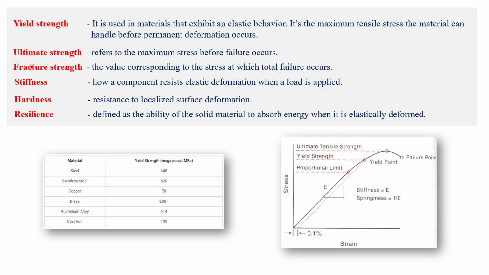Okay. The next one is the fracture strength. So this is the value corresponding to the stress at which the total failure occurs. So here your component will completely break. Okay, it's for a kind of brittle material. It has slight deformation. Okay, and then this is the stress strain curve for the same. So we'll see later on. I have the stress strain curve for you people for elastic materials, the plastic material as well. I'll showcase that.